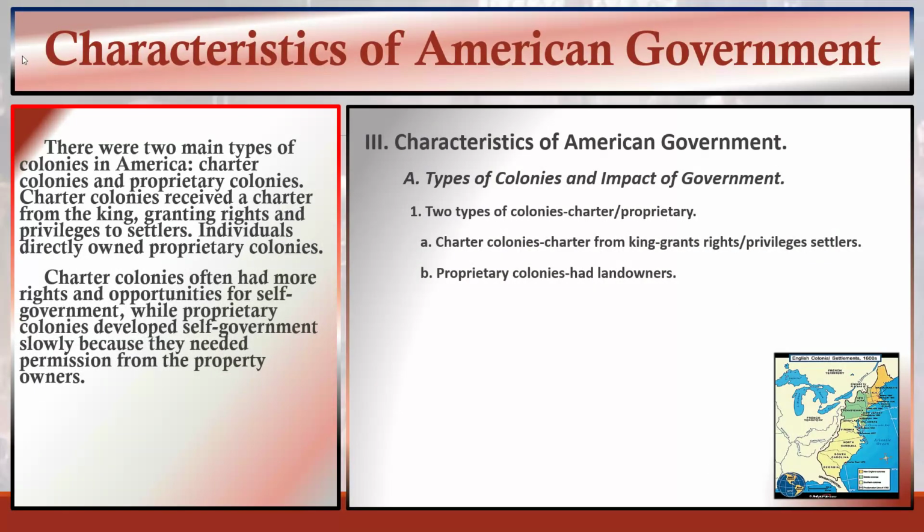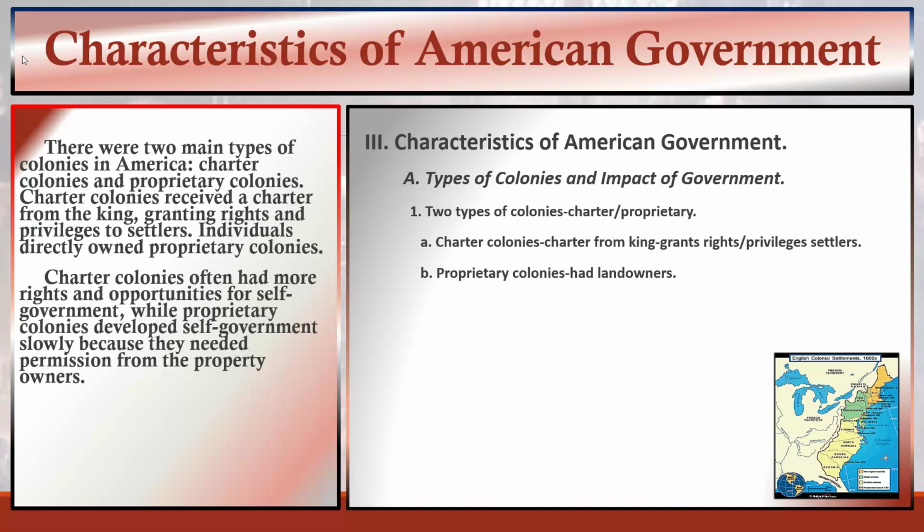Okay, moving on. Paragraph 2. Charter colonies often had more rights and opportunities for self-government, while proprietary colonies developed self-government slowly because they needed permission from property owners. I see a little contrast here, right? There's a difference between the two, and I'll consider this my during reading strategy, right?